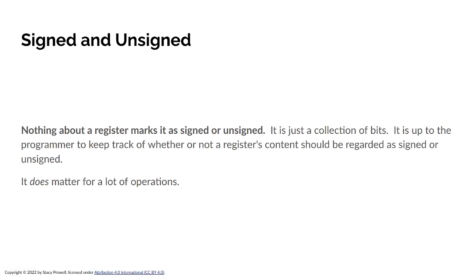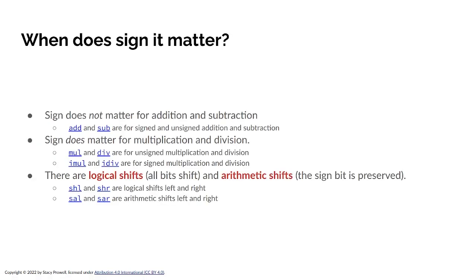Okay, nothing about a register marks it as signed or unsigned. It's just bits, and it's up to you, the programmer, to keep track of that. And it matters for some operations. So it doesn't matter for add and sub, but it does matter for multiply and divide, and IMUL and IDIV.